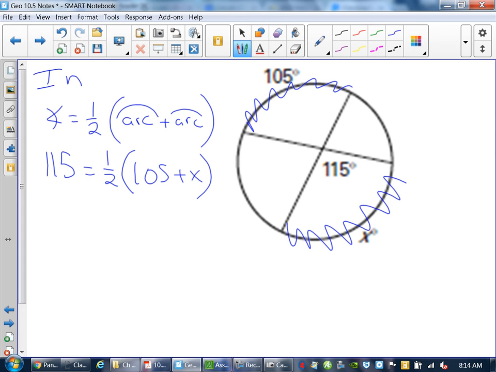Remember, it's an average. Get rid of the fraction. What do we do? Good. If I multiply 115 times 2, or just double it, you get 230. And now, lastly, what do we do? And you get what? 115?